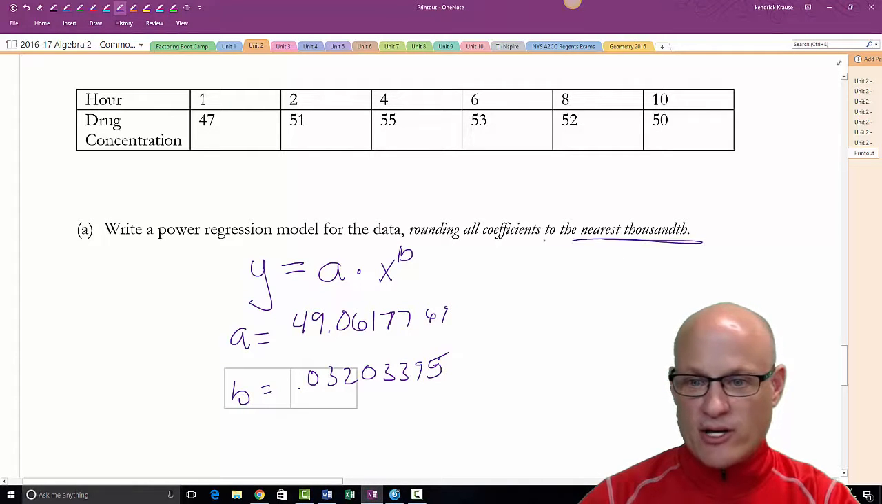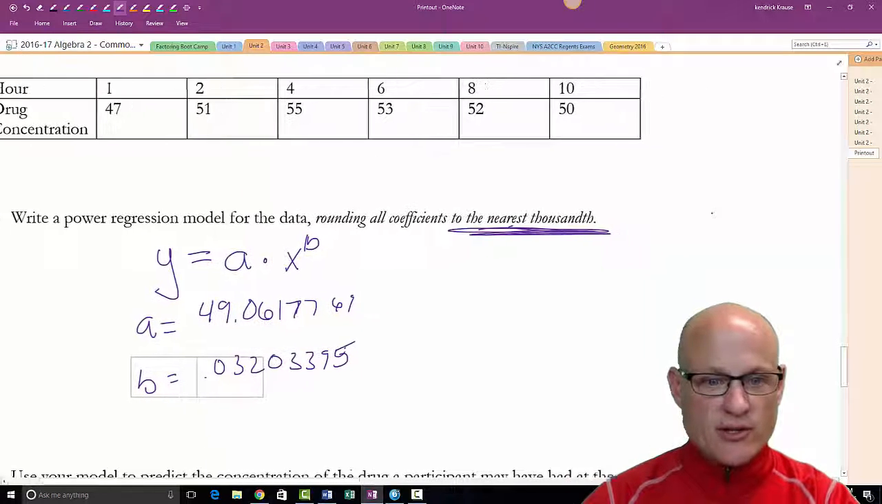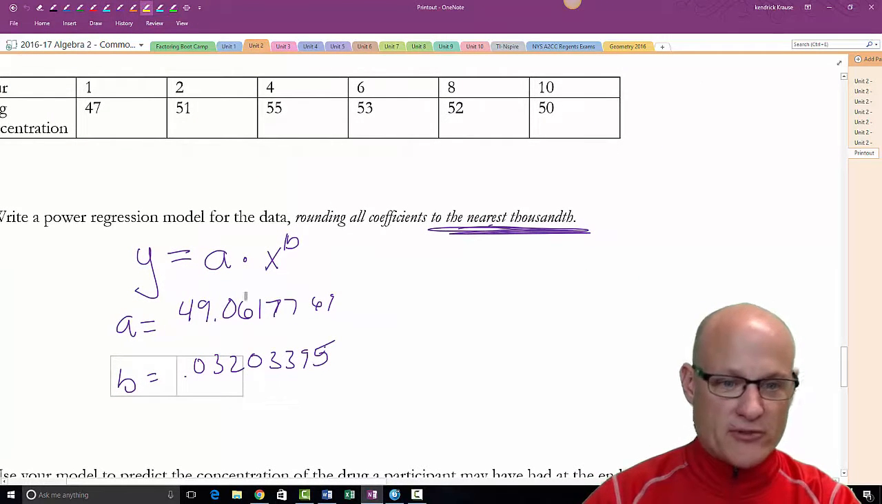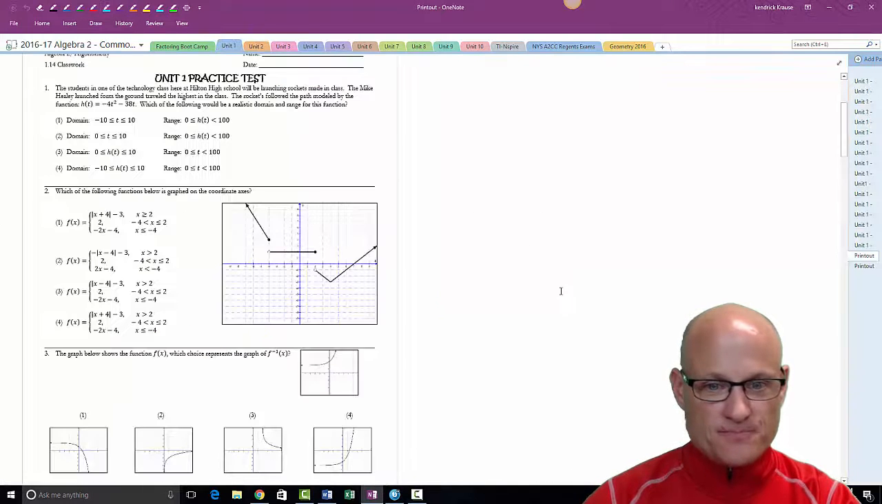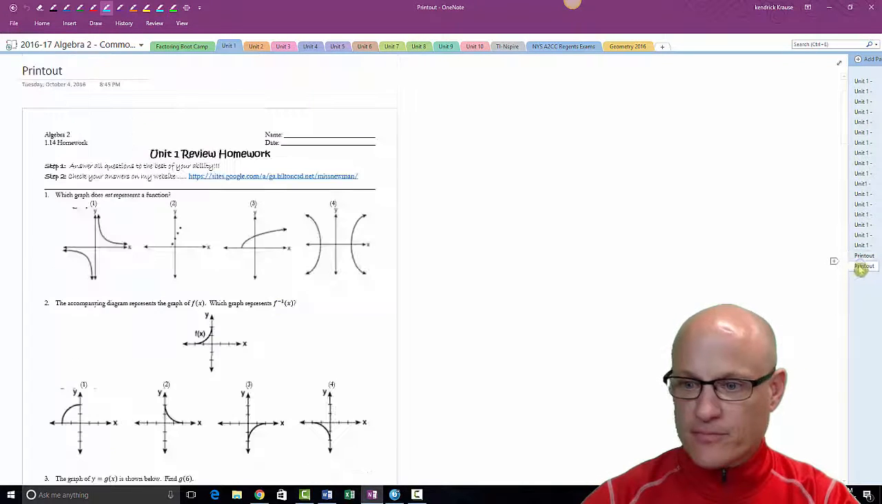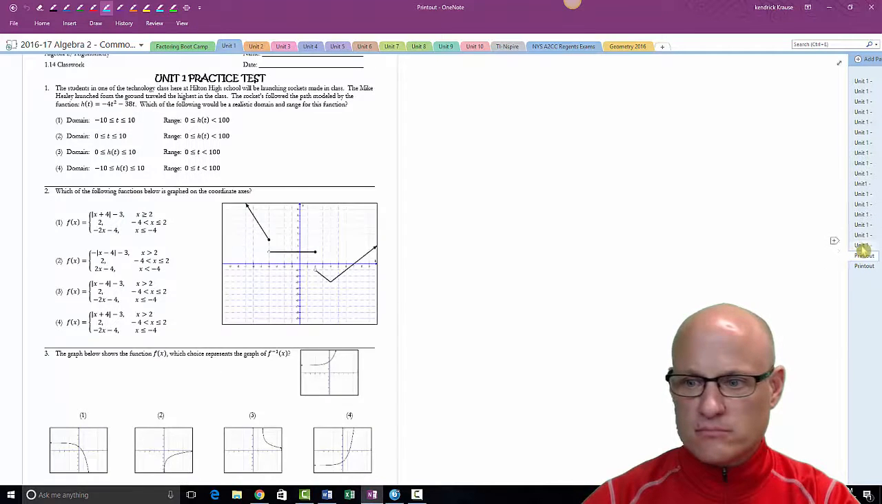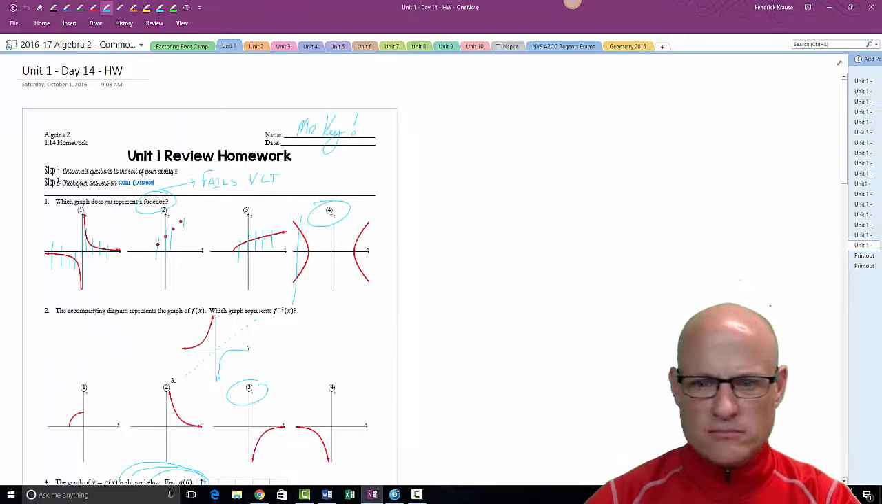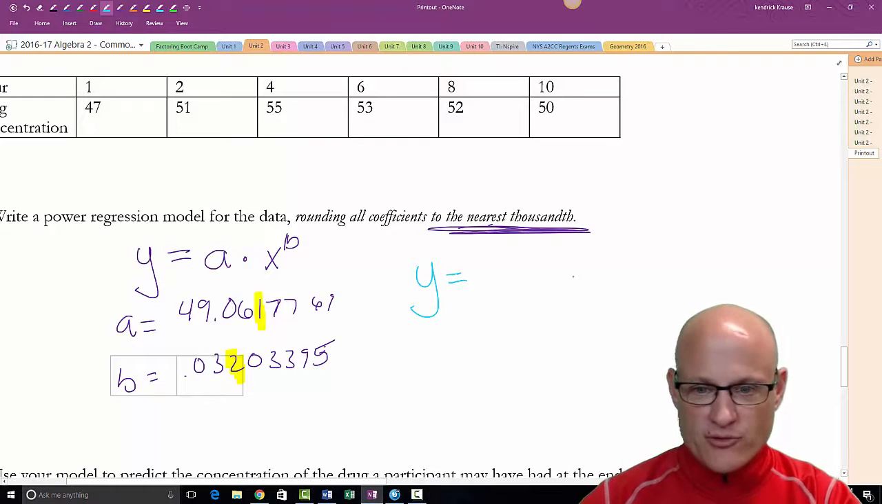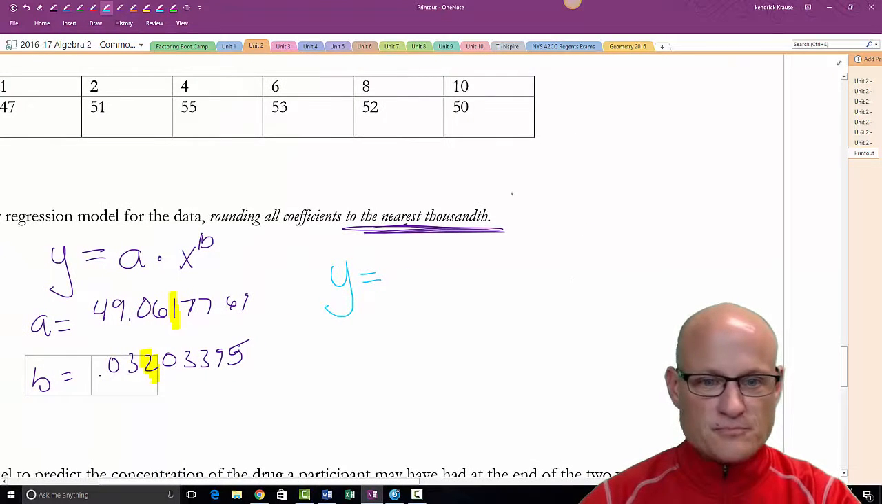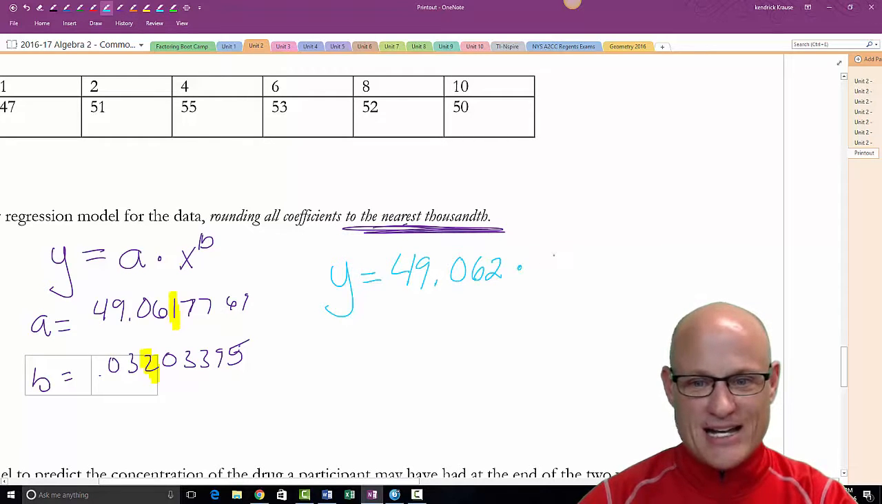All right, so now it says round to the nearest thousandths place. Now remember, thousandths place, that's 3 decimals. So let's write this equation. Y equals, don't forget the Y equals. I was just trying to move it over. All right, so it's going to be 49.062 times X to the 0.032.